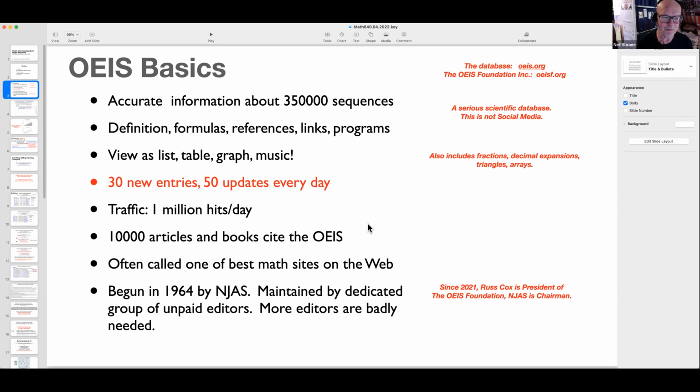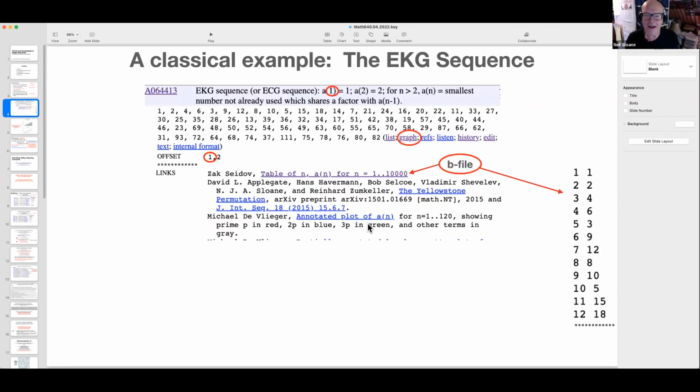And so here's a classical example of a sequence, and I'm going to come back to this a couple of times in the talk. It's one of my favorite sequences. It's the EKG sequence. It's called the EKG because it looks like what you see when they measure your heartbeats. It goes up and down and up and down in a not quite regular way. And the definition is very simple. The first two terms are 1 and 2. So here is the beginning of the sequence, 1 and 2.